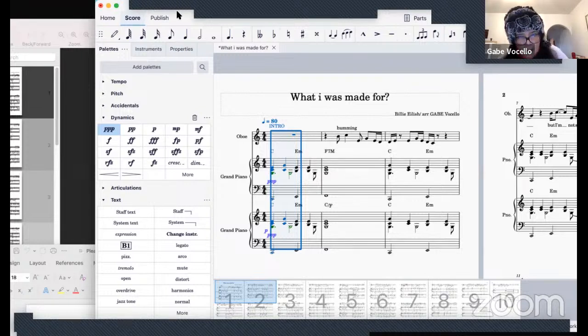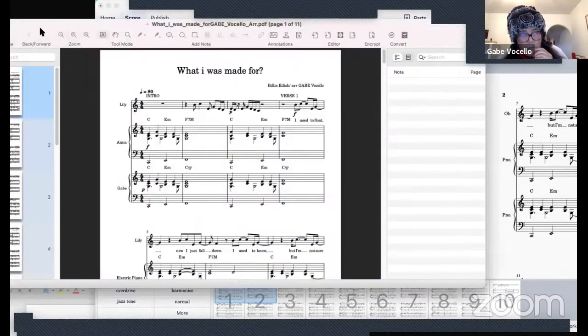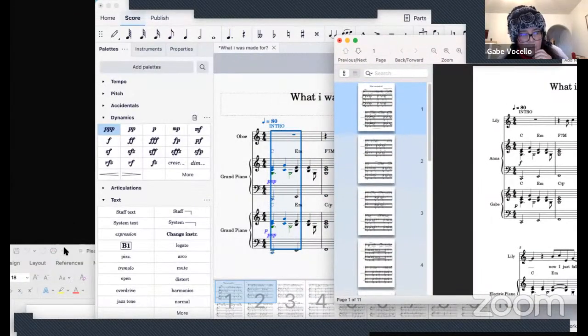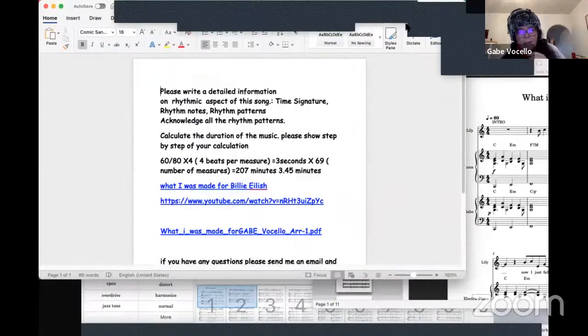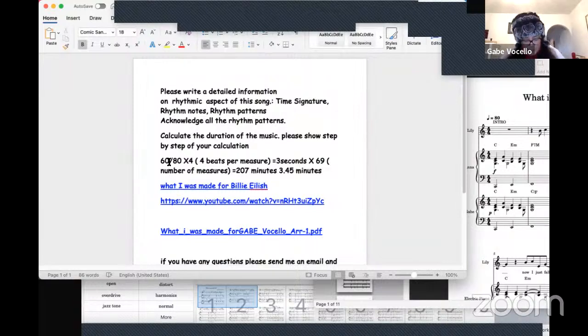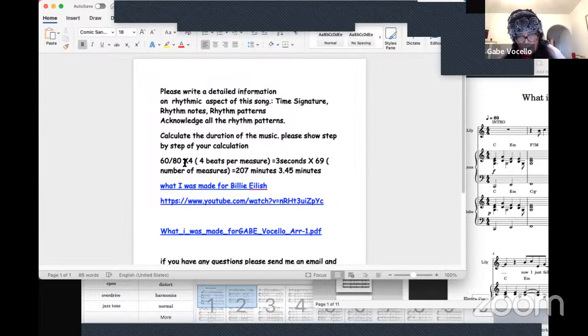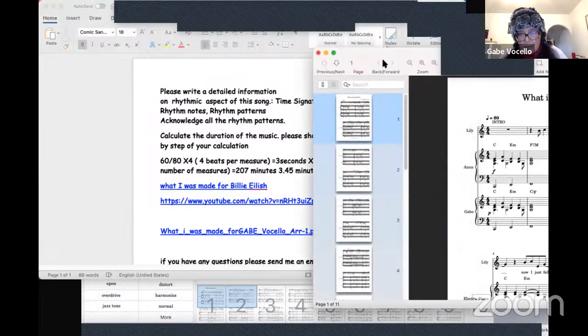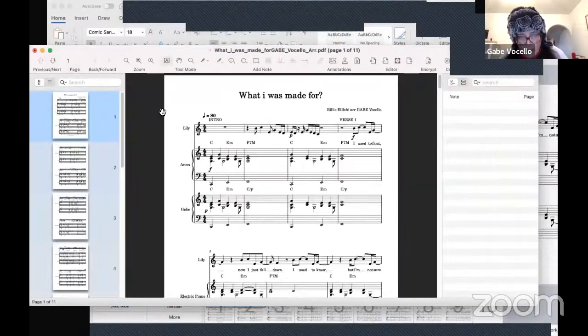So that is the 80 BPM. So how do you calculate? Here you have 60, that is our reference, the seconds, divided by 80 and multiplied by 4, because there are 4 beats per measure here. 1, 2, 3, 4.